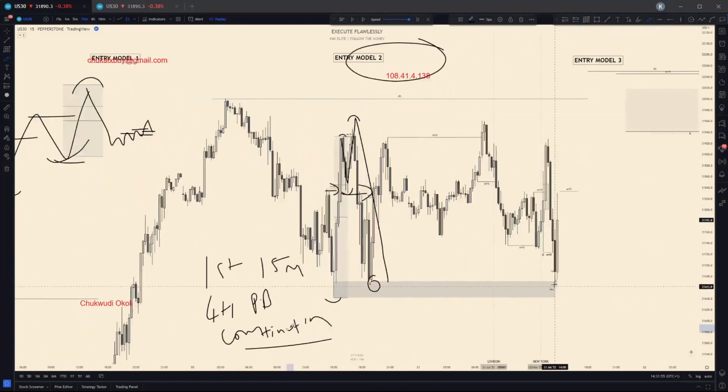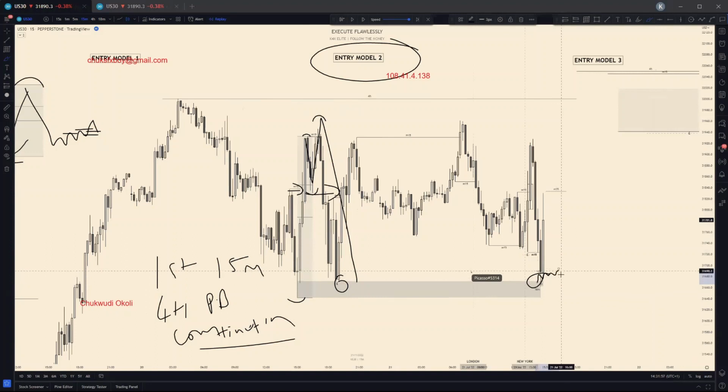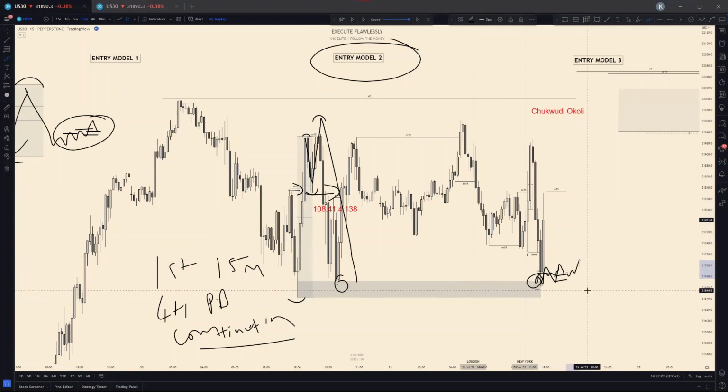And that's it. In terms of looking for continuations, it's the same thing with the 1 minute. As long as you get clean 1-minute chalks and 1-minute POIs, we can take these.